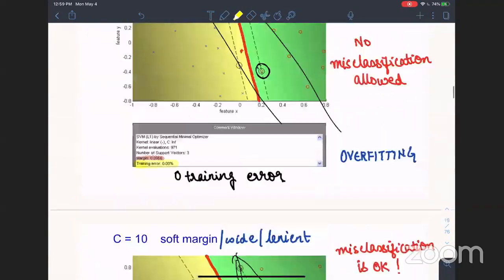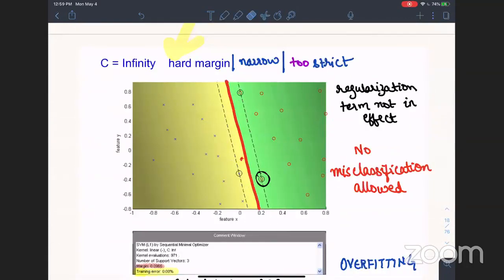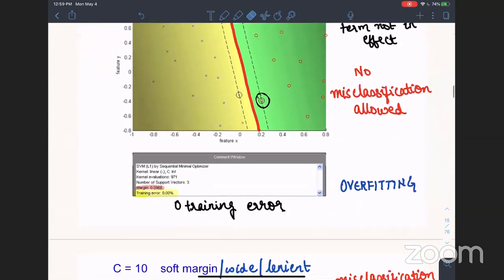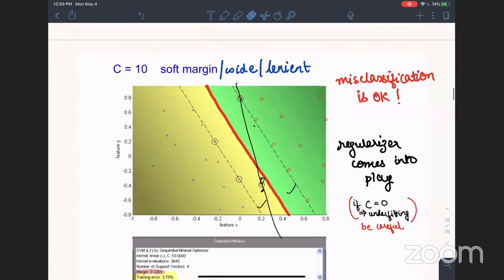See this example. Here C was infinity, hard margin, nobody was allowed inside that tube. But if I relax my C, you can see that my decision boundary has changed. And now this one point, I'm okay with misclassification as long as I have a good generalization. Because that point is an outlier, right? So I'm not fitting to it.